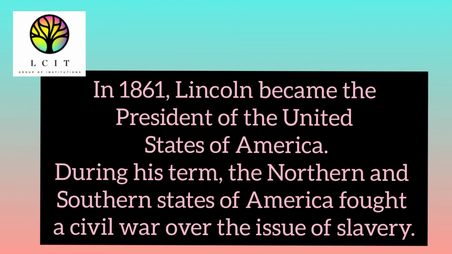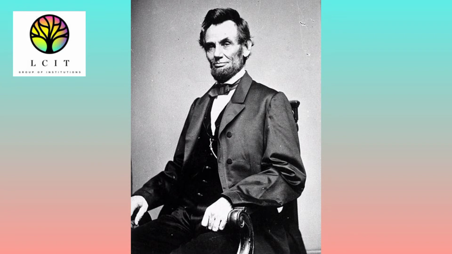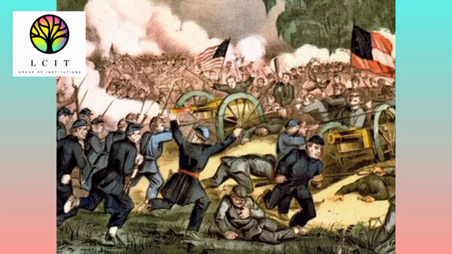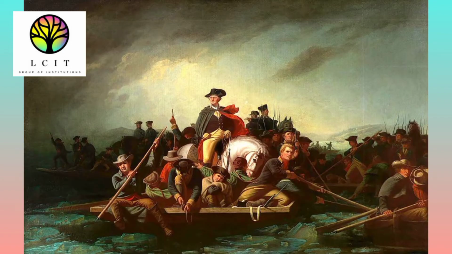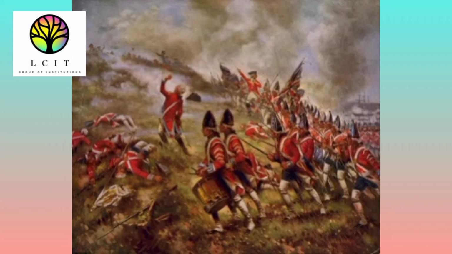Now, students, we need to understand what is a civil war and what is slavery. A war between group of people who live in the same country is known as civil war. So the people living in the northern and southern parts of America fought the Civil War of America. And slavery is a practice of owning a person and forcing him or her to work without proper wages. They were not paid properly and not facilitated with the proper living conditions. So, students, you must have understood that slavery was a really bad practice, and Lincoln was against slavery.